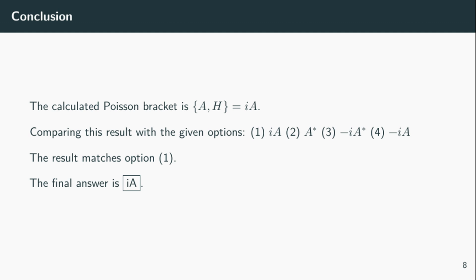Let's compare this result with the options we were given at the beginning. Option 1 is iota A, option 2 is A star, option 3 is minus iota A star, option 4 is minus iota A. Our calculated result, iota A, exactly matches option number 1. The final answer is iota A.